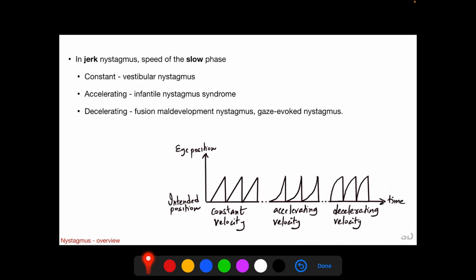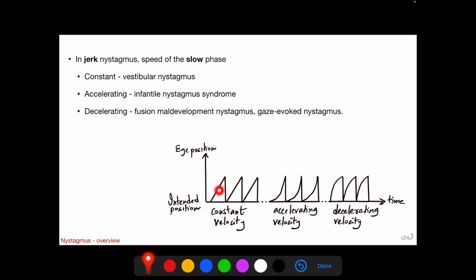In jerk nystagmus, the speed of the slow phase may be constant, accelerating or decelerating. This diagram shows the three types of slow phases that can happen in a jerk nystagmus, and these phases in each represent the slow phases, which drag the eye away from the intended position, and these phases in each represent the fast phase, which return the eye towards the intended position.